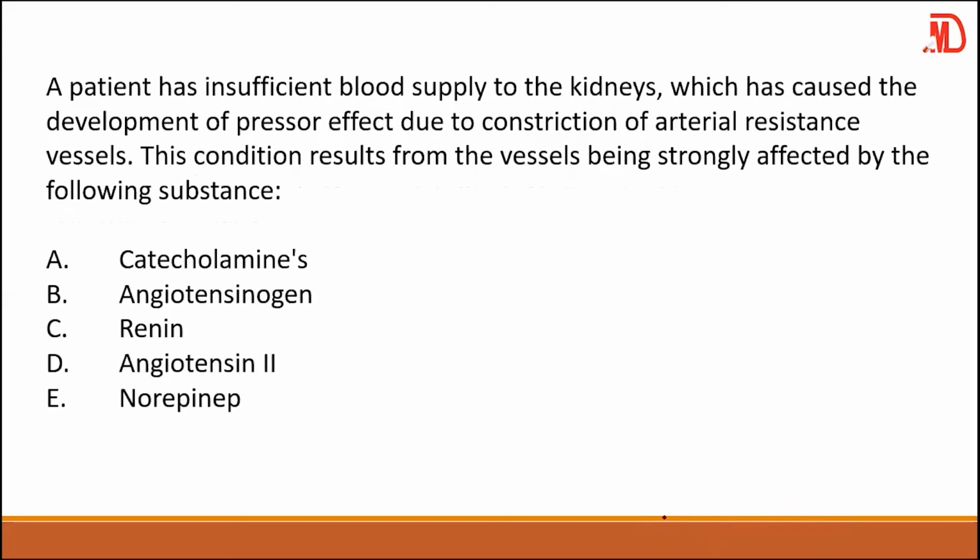A patient has insufficient blood supply to the kidney. I think it is this simple thing that I talked about, the macula densa, the renin-angiotensin, the RAS system. Am I right? The same place I talk about these things. Now look at it. There's inadequate blood supply to the kidneys, which has caused the development of the pressor effect due to the constriction of the arterial resistance vessels. This condition results from the vessels being strongly affected by the following substances.